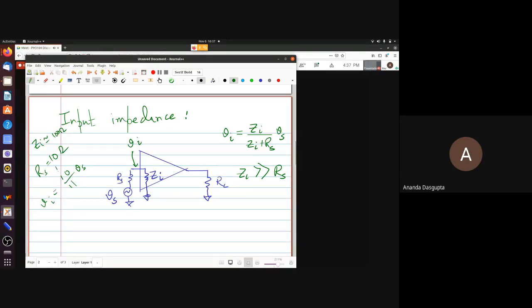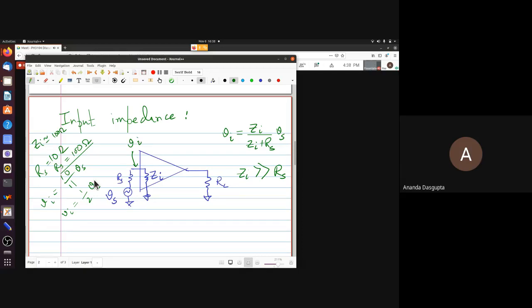But if your RS changes because you change your mic to 100 ohms, Vi will change to a very small value. It will become half of Vs. So your circuit, which was producing a reasonably large output, now suddenly produces a very small output, simply because you change your mic.